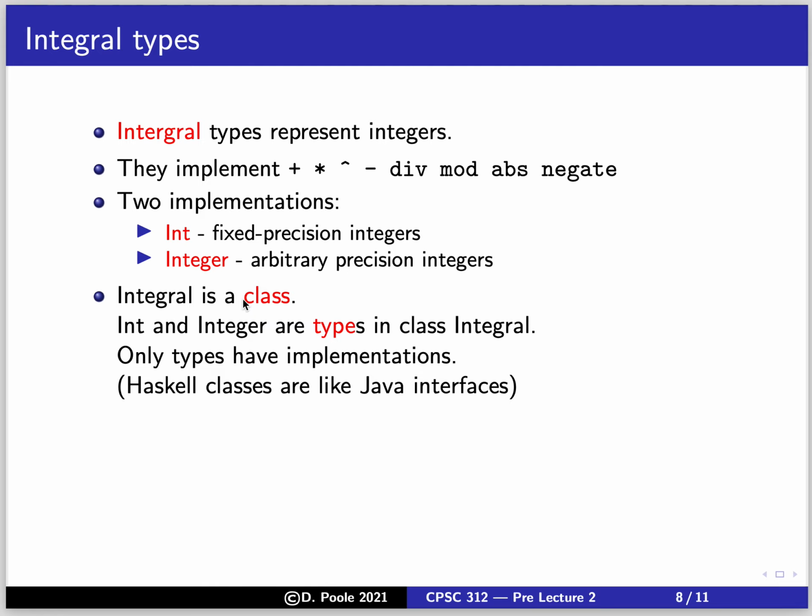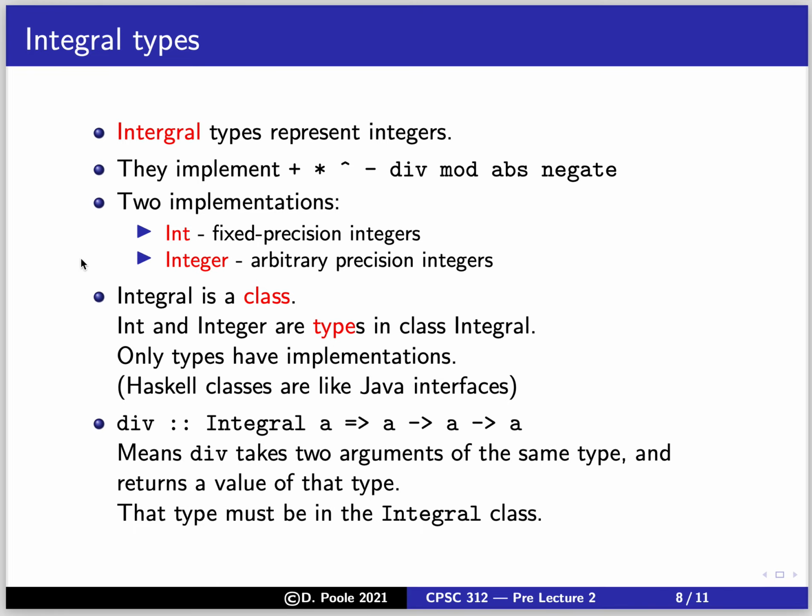Integral is a class. In these two implementations, int and integer are types in this class integral, and only types have implementations. So in some sense you can think of Haskell classes as like Java interfaces. They define what is in them: here's what this type is. This class integral has types inside it, and each element of the class integral implements all of these operations.